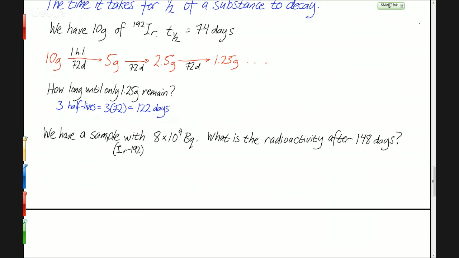Well, if one half-life is 74 days, how many half-lives is that? Yeah, it's 2, right? 2 half-lives. 74 times 2 is 148. So that means to figure out how much is left after 2 half-lives, we have to cut that radioactivity number in half twice.